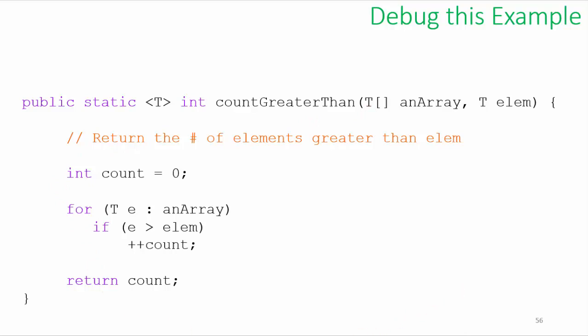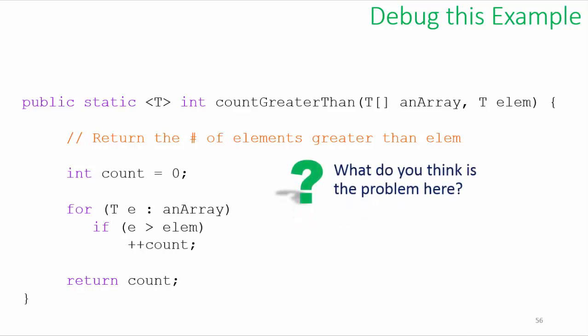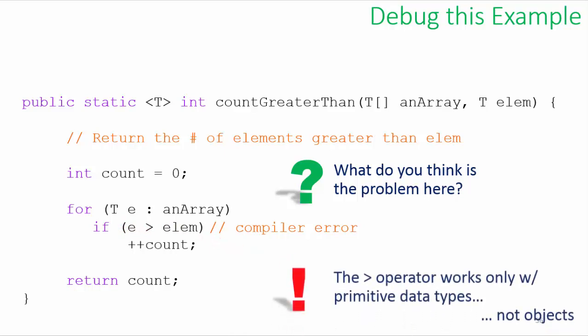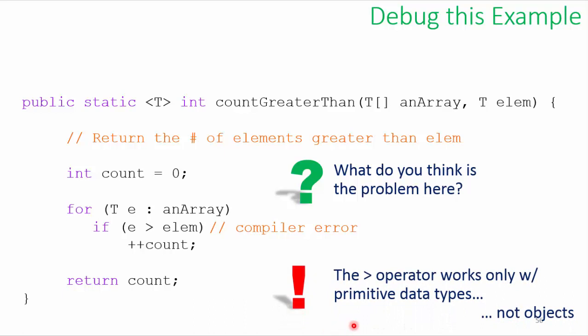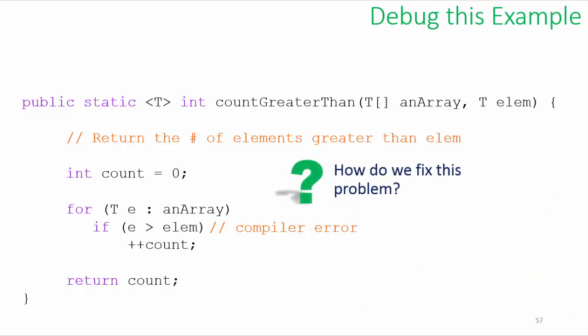And the logic is sound again. However, there is a little bit of an implementation detail here. There is a little problem. The problem appears right here. When you test if e greater than elem, you are going to get a compilation error. The reason behind that is that the greater than operator is meant to operate on primitive data types, not references to objects. There is still a way to fix that. It's not the logic of our method that is wrong, it's more the way that we went about implementing it. So how can we possibly fix this problem?